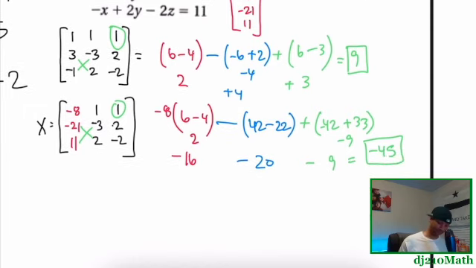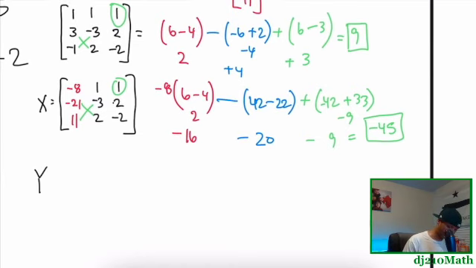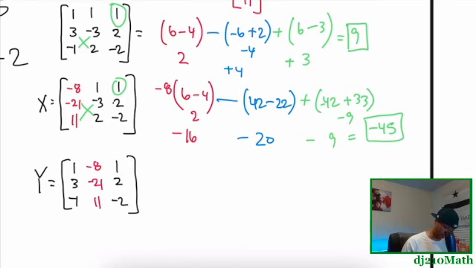Oh, you couldn't see it. My bad. Okay, let's keep it moving. Capital Y. Big Y. So 1, 3, negative 1. Negative 8, negative 21, 11. 1, 2, negative 2. This is going to be 1 times this diagonal, or determinant rather, I guess you could say. So it's going to be 42 minus 22, which is 20.